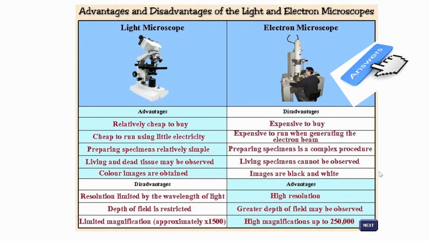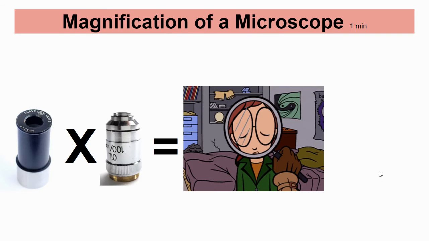Finally, advantages. On the other hand, the electron microscope has a very high resolution, greater depth of field and high magnification. Because the resolution is high, you can magnify the image up to 250,000 times or about 3 lakh times, and still the image will remain clear and you can see more details.